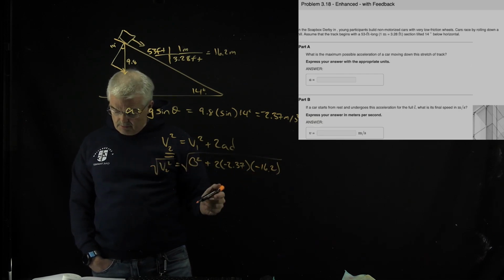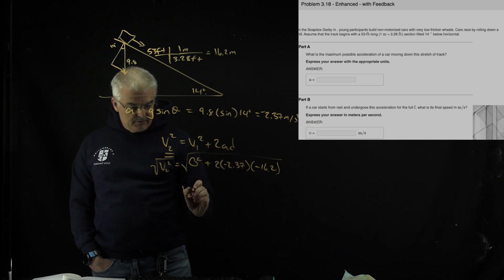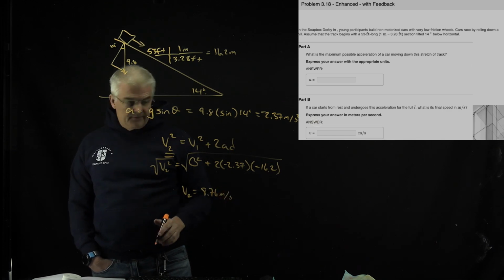And when you get the square root of this, in my case, with the numbers I got from my Mastering Physics, I get 8.76 meters per second after I do the whole square root thing.